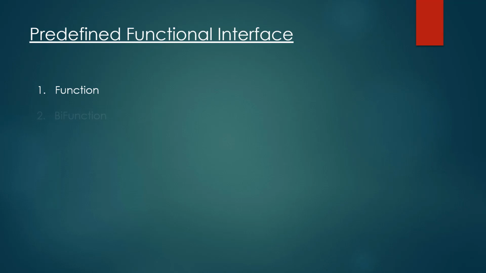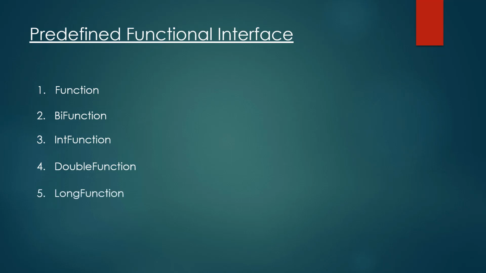Now, what if instead of taking one argument, I want to take two arguments for doing an operation? For that, we will take the BiFunction interface. Now, what if we already know what type of argument we are accepting? For example, if it is an int argument, then we will use IntFunction. If it is a double argument, then it will be DoubleFunction. If it is a long argument, then we will take LongFunction. We have covered all the examples and implementations of these predefined functional interfaces in previous videos.